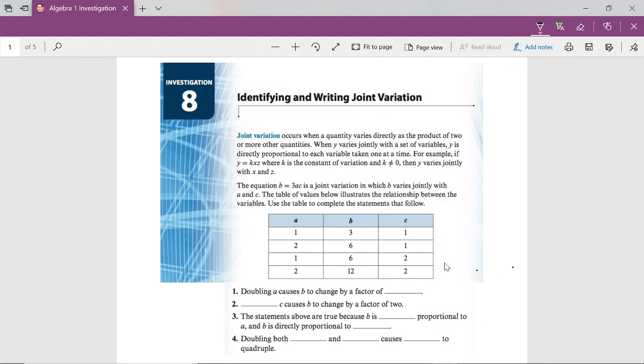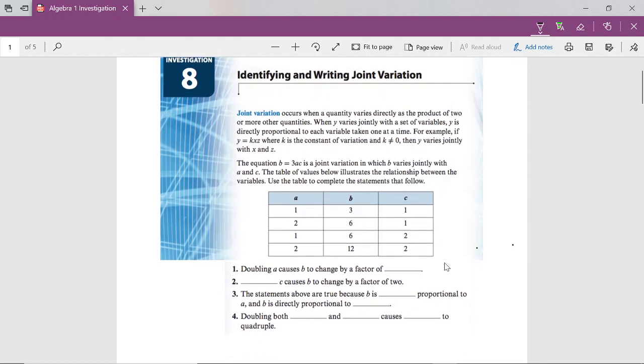The equation b equals 3ac is joint variation, in which b varies jointly with a and c, and therefore b varies directly with a and b varies directly with c. So the table of values illustrates this relationship between them. Use the table to complete the statements that follow. Doubling a causes b to change by a factor of what?